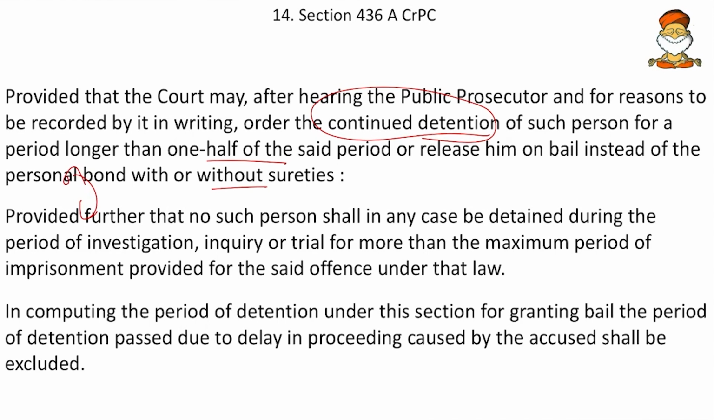So it is like no person shall in any case be detained during the period of investigation, enquiry or trial more than the maximum period of imprisonment provided for the said offence. Say for example, we will go with the same 14 years imprisonment. So if a person is getting 14 years of imprisonment and he has completed all the 14 years instead of 7 years, so even if there are chances of him tampering evidence, he shall be released.